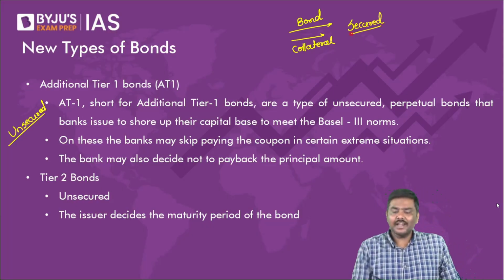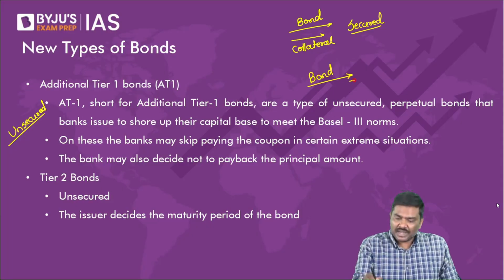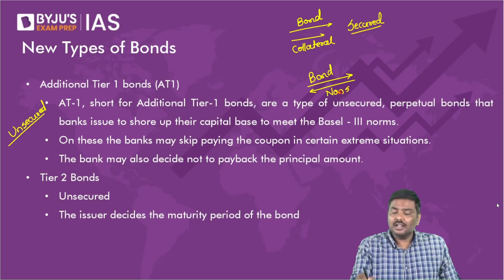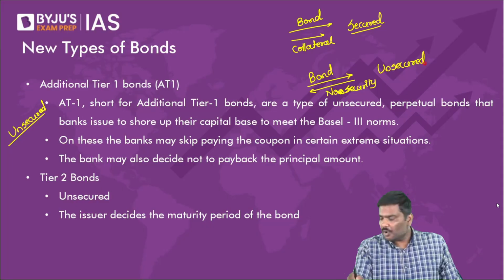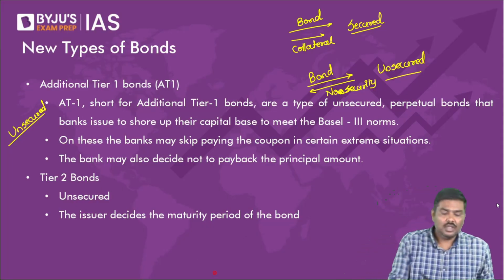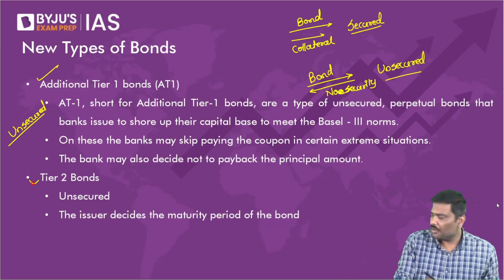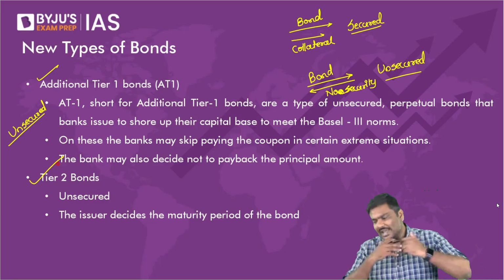On the other side, a bond is issued, money is collected, no security, no collateral is provided. This is called unsecured. Any difficulty in understanding what is a secured bond and what is an unsecured bond? So both additional tier 1 bonds and tier 2 bonds are unsecured.